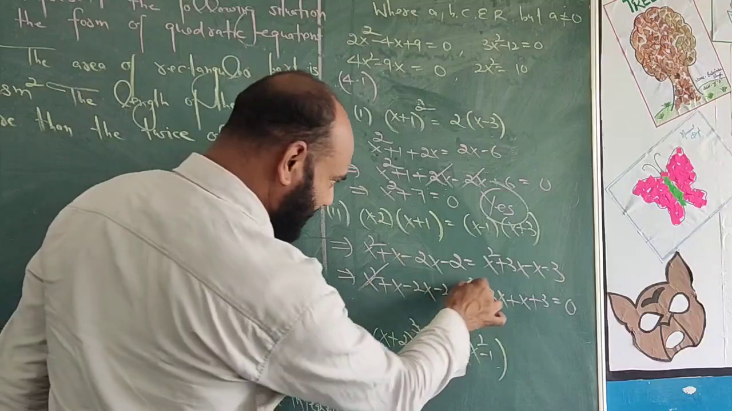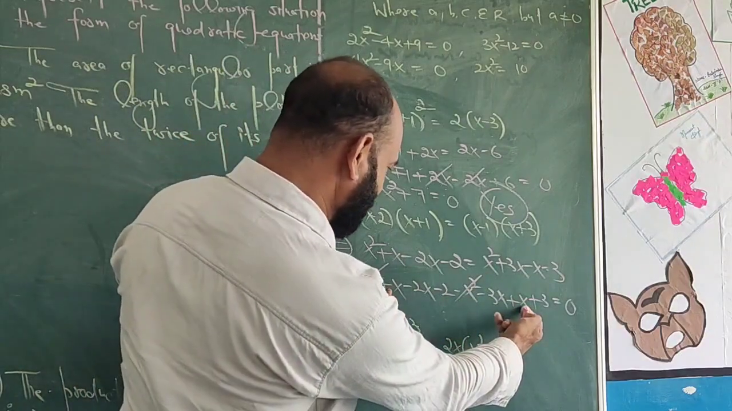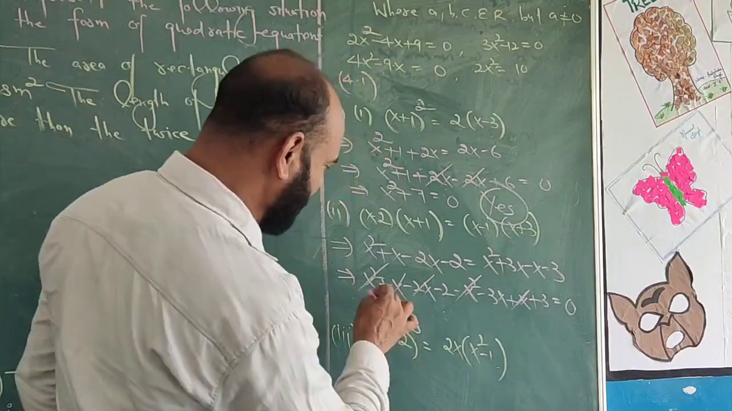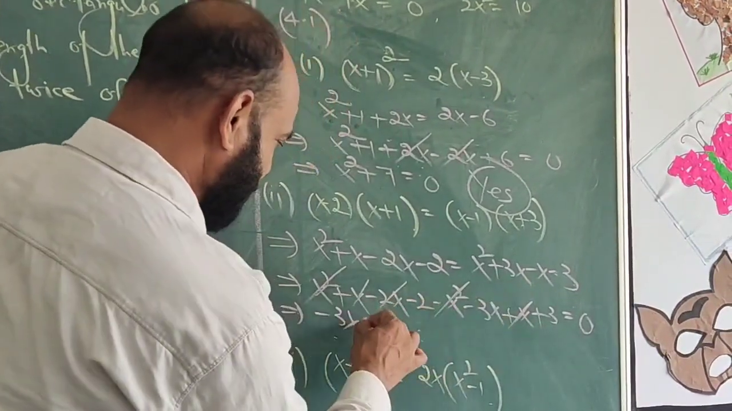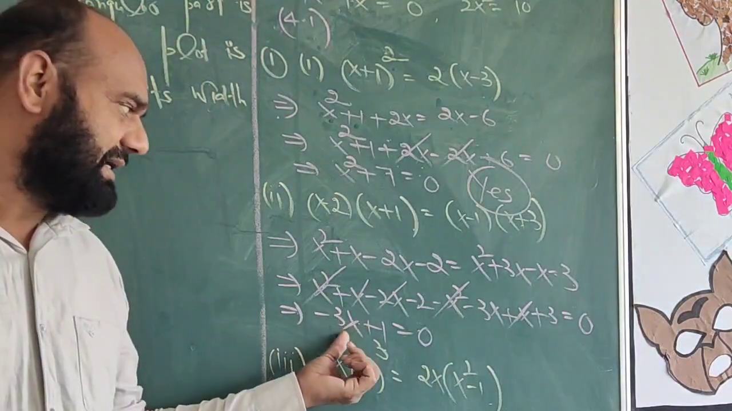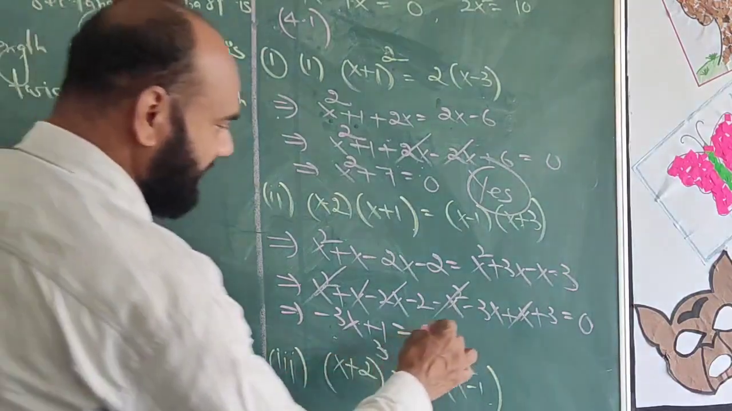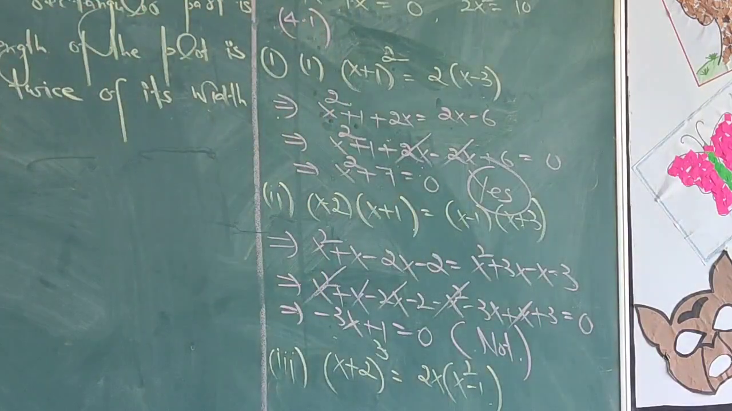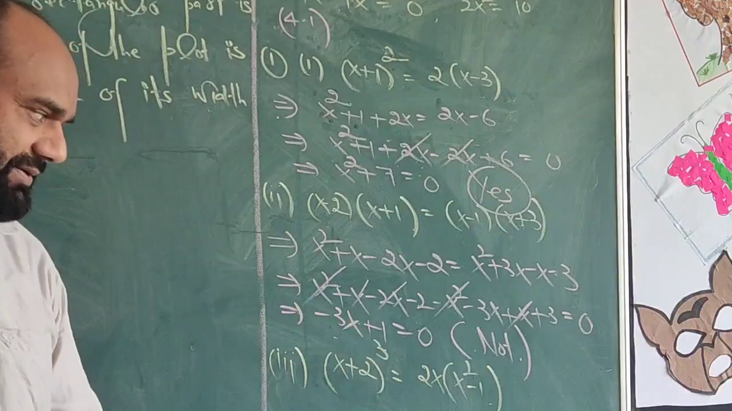Now we see x square and x square are cancelled, and then x plus 1x is 2x, and minus 2x is also cancelled. This implies minus 3x plus 2, and plus 3 is plus 1, equal to 0. And in this question we see the highest power of the variable is 1. So this is a linear equation, not a quadratic. So we can say that it is not a quadratic equation. And the third part is (x plus 2) power 3 is equal to 2x (x minus 1).